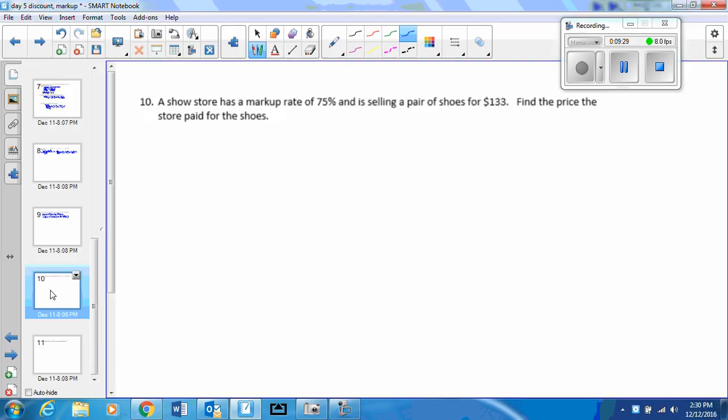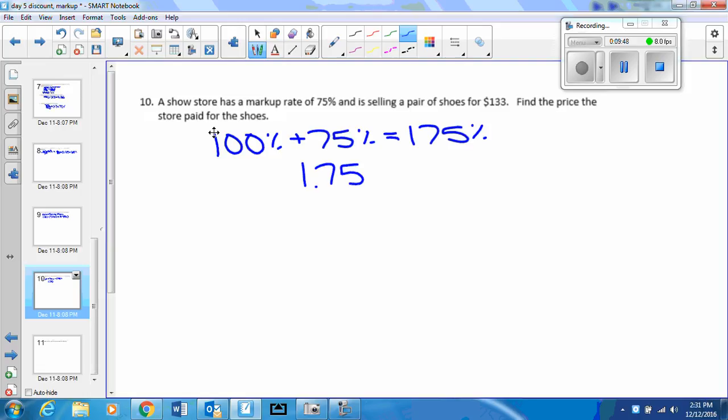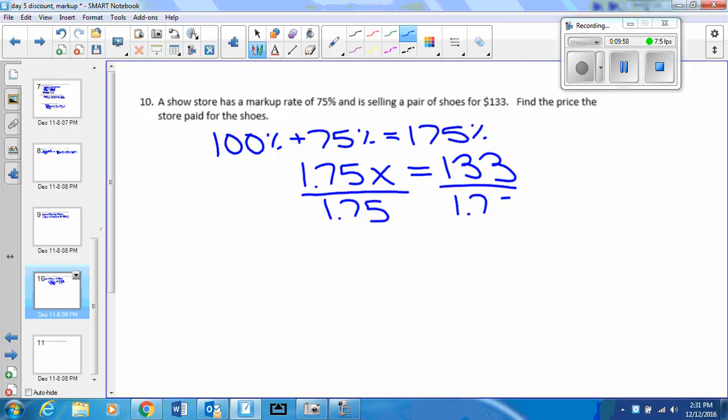A shoe store has a markup rate of 75% and is selling a pair of boots for $133. Find the price the store paid for the shoes. So markup, again, we add to 100%. So it's 175%. As a decimal, 1.75 times what the store originally paid is equal to the selling price, $133. Do an inverse. I get the original price is $76. That's the wholesale price.